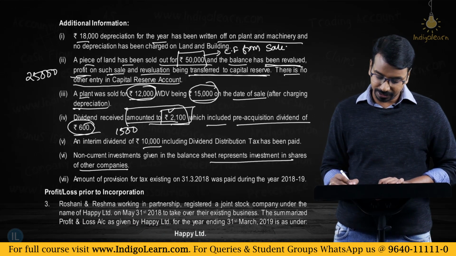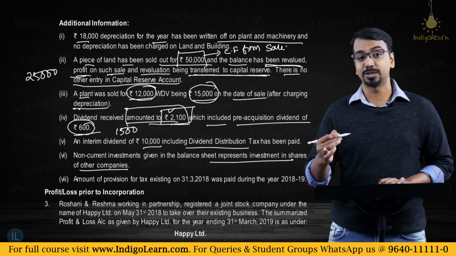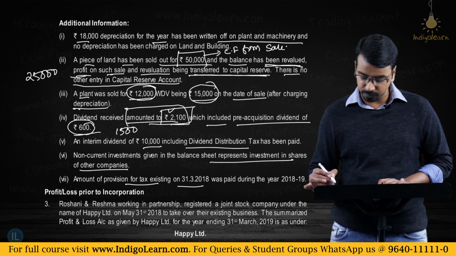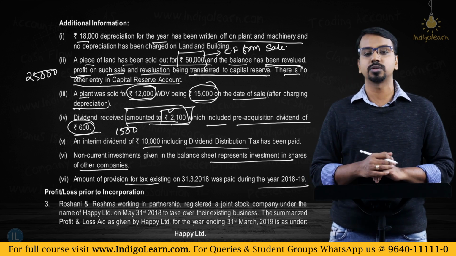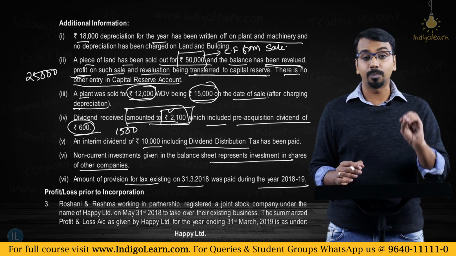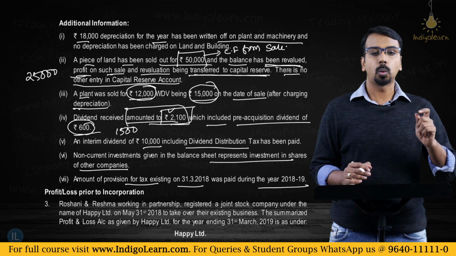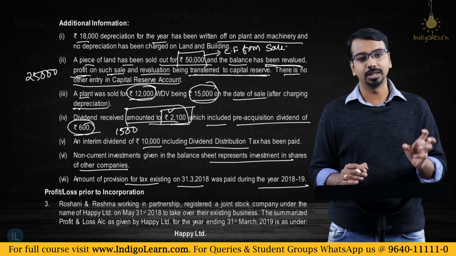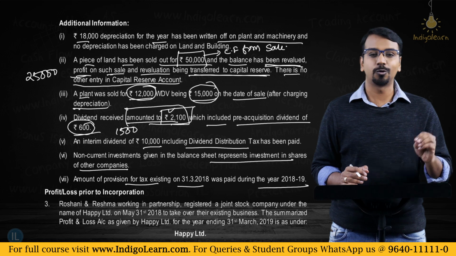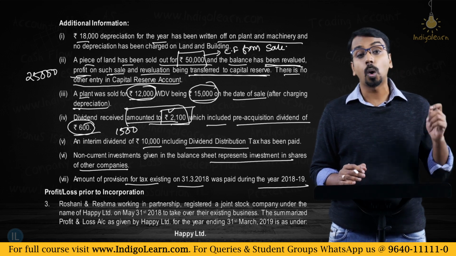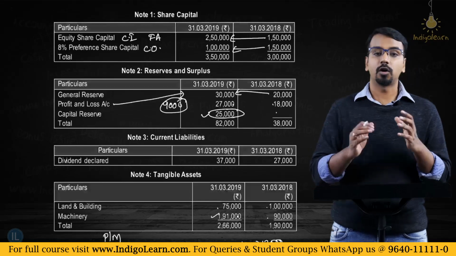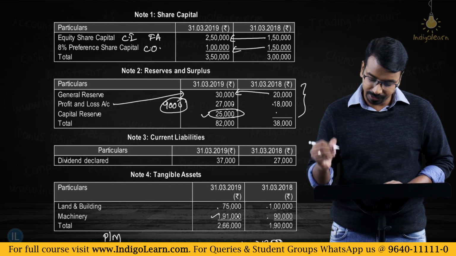Then reading further, an interim dividend of 10,000 including dividend distribution tax has been paid, and amount of provision for tax existing on 31st March 2018 was paid during 2018-19. Now, we have dealt with almost all the adjustments, but we have not yet figured out what is the net profit for the year based on which we can start our cash flow statement. We need to figure out what is the net profit before tax. Now, for that we have to analyze the information given here.